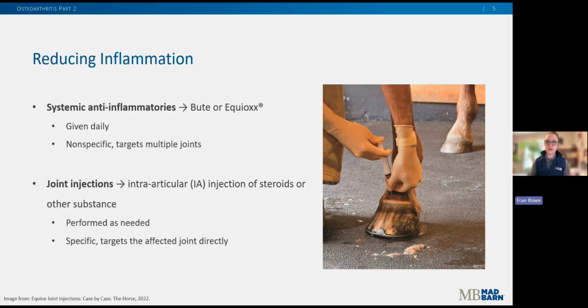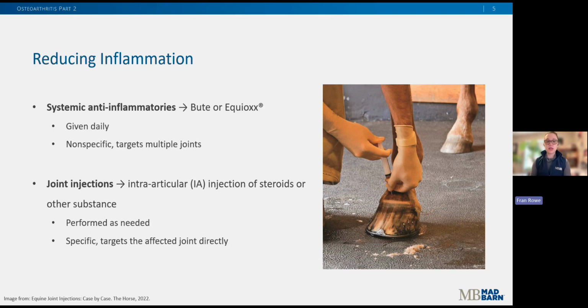When it comes to targeting inflammation in an arthritic joint, we can either take the approach of a non-specific anti-inflammatory that's going to kind of target the whole body, such as with systemic anti-inflammatories like Bute or Equioxx, or we can take a more direct approach by actually administering that anti-inflammatory medication directly into the affected joint. And that would be via intra-articular or IA injections of most often steroids into the joint, but there are other substances that can be injected into the joint for this purpose.